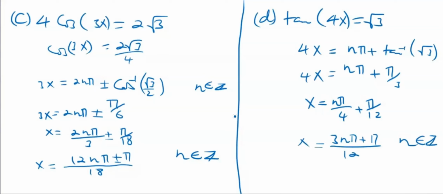That's the general solution. Tangent is not actually there in the unit circle, but sine and cosine are. So long as you know those, you can just work it out by using the ratio. We know that tan is sine over cosine, and we can work out what the tan should be.